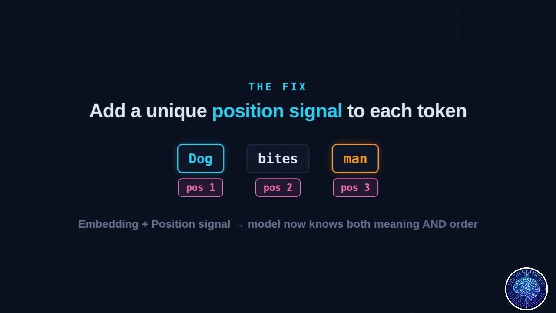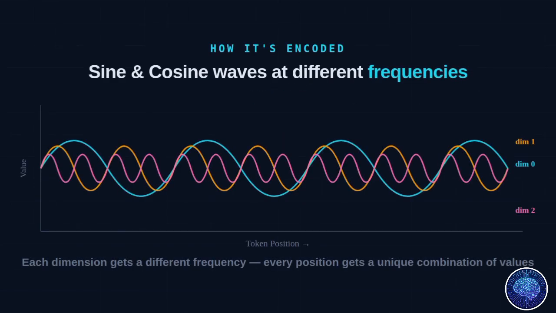But how do we encode that position signal? The original transformer paper used sine and cosine waves at different frequencies. Each dimension of the position vector gets a different wave frequency. So every single position across the entire sequence ends up with a completely unique combination of values.